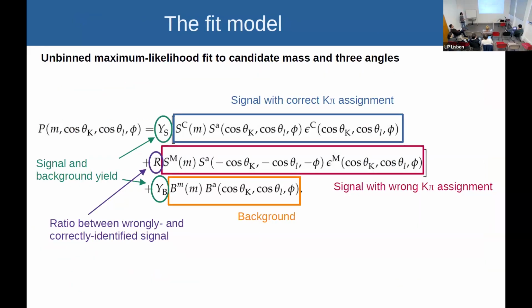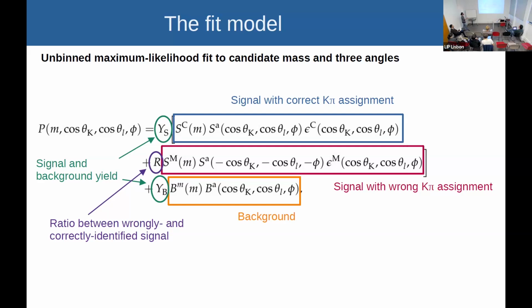Okay, so now that I have explained how we build the dataset, let's see how we perform the analysis, how we fit. We use an unbinned maximum likelihood fit to our four-dimensional distribution: the three angles that I mentioned earlier and the candidate invariant mass. As I mentioned earlier, this analysis is performed in bins of q-square. So in each bin, we don't use the dependence on q-square, but we just measure an average value of the angular parameters in this q-square range. This is the model that we use to describe it.